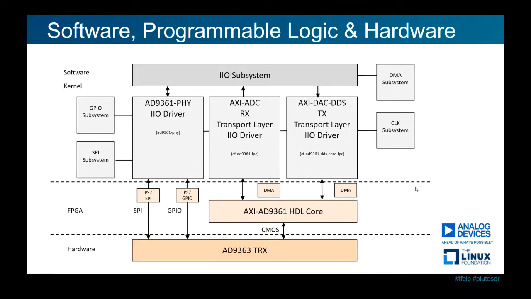The transport layer core connects via DMA to the Linux system. On top of Linux, we have split the management of the transceiver into three different drivers. One is called the 809361 PHY. The purpose of this driver is to configure the transceiver, to set up the LO frequencies, to do all the calibrations, basically everything you control over SPI and GPIOs. Then we have two other drivers, one for each direction, one for RX, one for TX. And that's basically the capture drivers that manage the high-speed data transfer to and from the device.